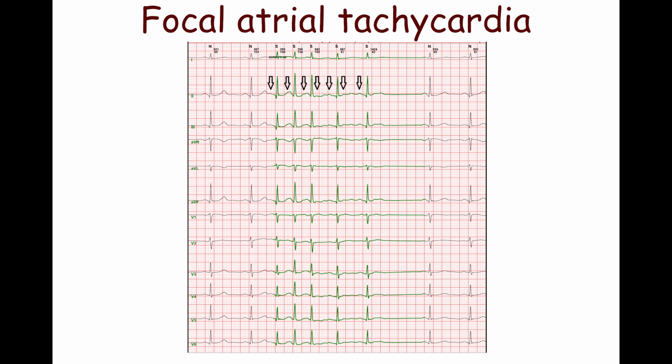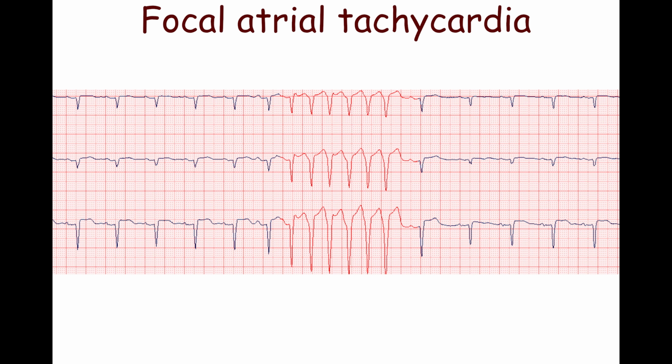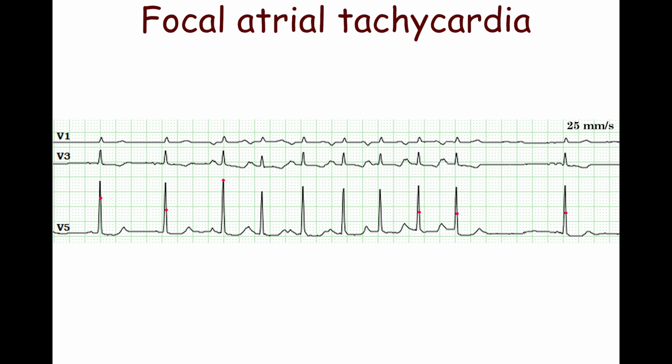Usually, QRS complexes are narrow, although bundle branch block may be seen. Sometimes the P wave merges with the T wave of the previous complex. This ECG shows focal atrial tachycardia lasting for 7 complexes. The first, second and 10th complexes are of sinus origin. Other complexes are of atrial origin with a mean rate of 125 beats per minute.